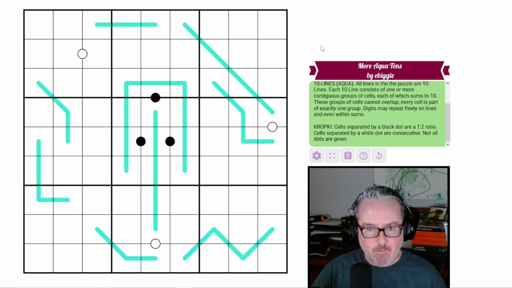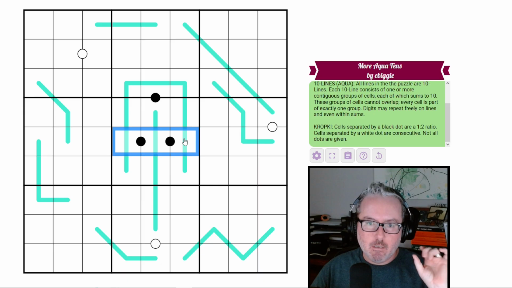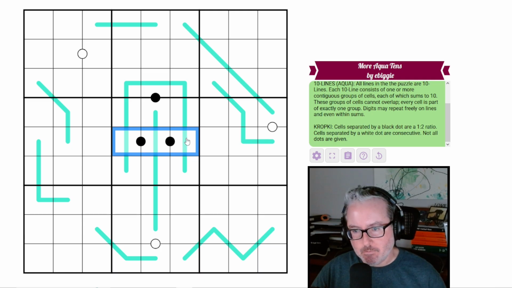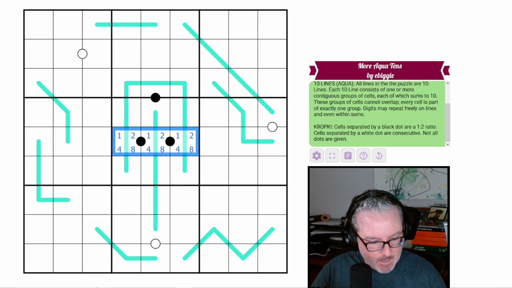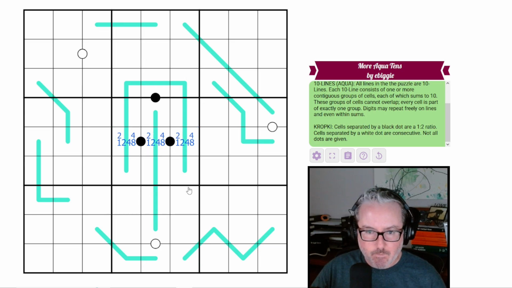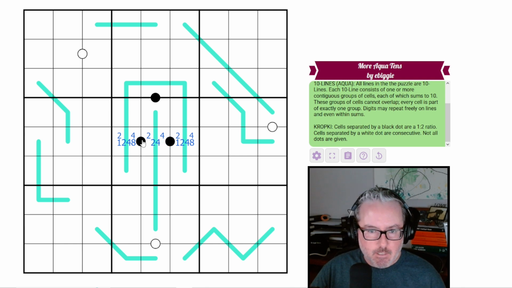All right, where are we going to start? I think I want to start here because this guy here, it's a 3-cell black Kropki, or 3 cells that are in series on black Kropki. So they must come from the 1, 2, 4, 8 grouping, and they must contain the 2 and the 4. Now this one again can't be the extreme digit because we can never put 2 of the same around it.